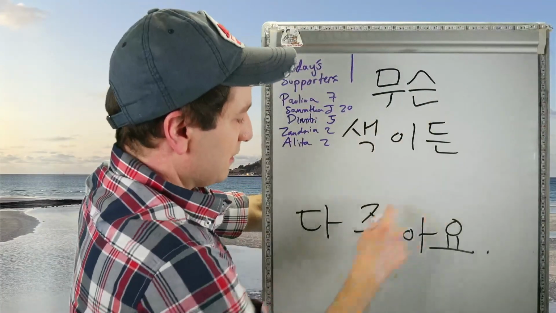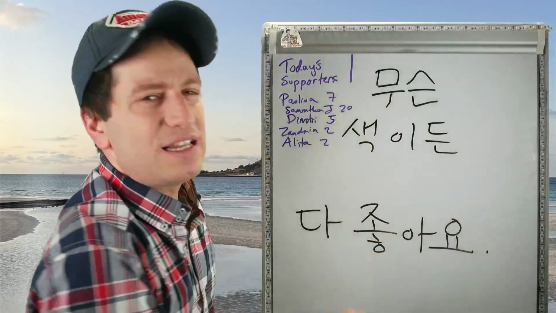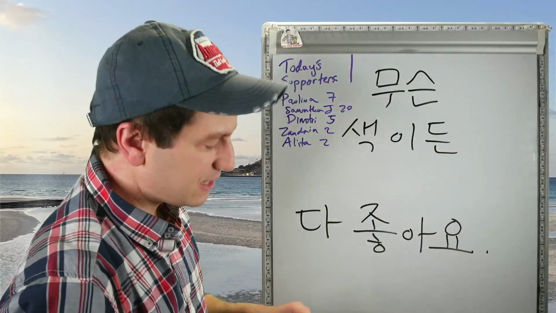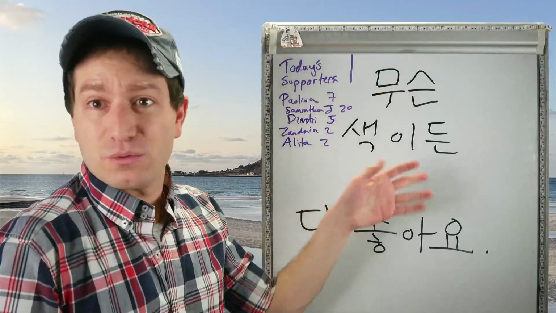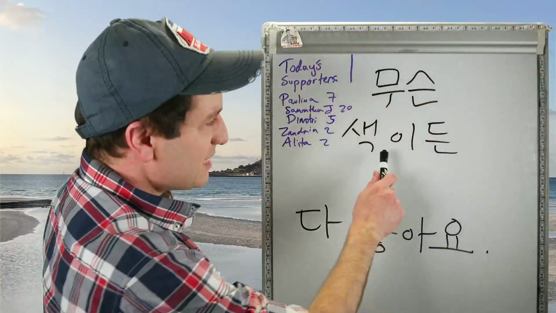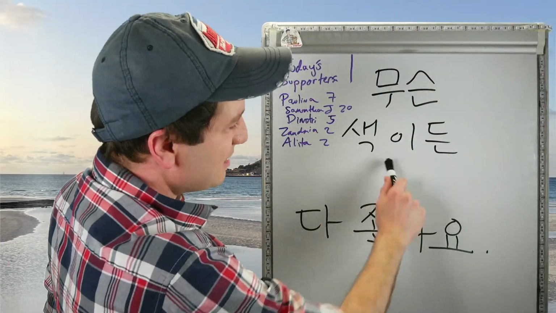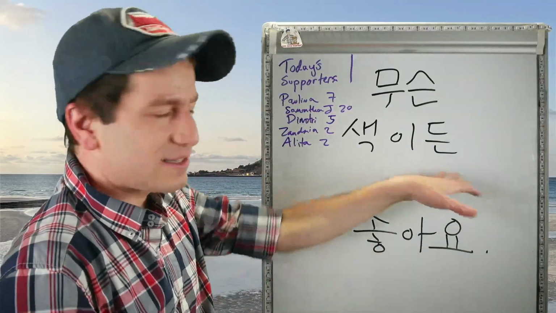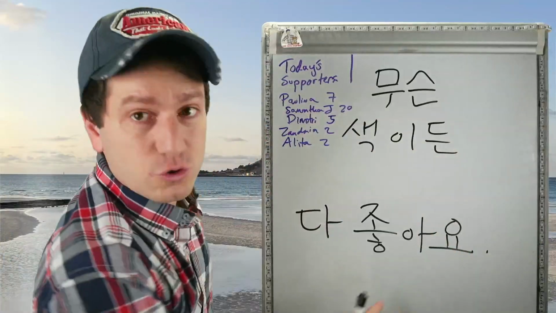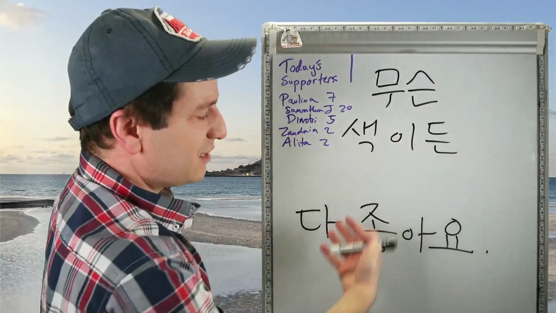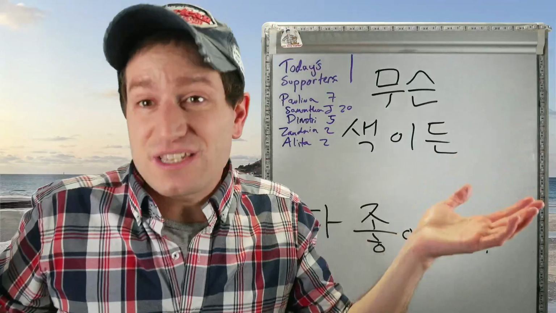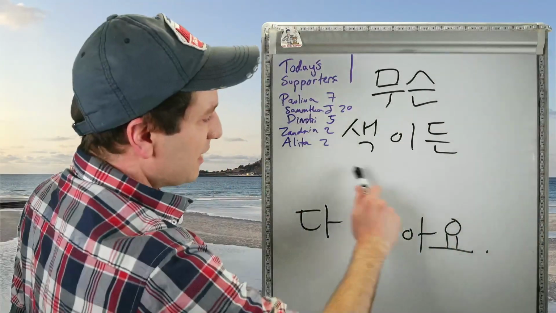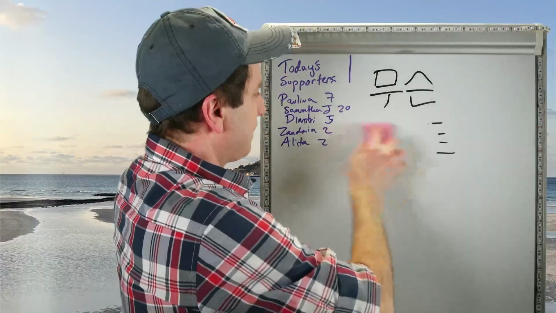무슨 색이든 다 좋아요. So 무슨 means what. It's an adjective. So in this case, 무슨 색이에요? What color is it? 무슨 색이다. It is. So 무슨 색이든. So regardless of what color it is, 상관없어요. Doesn't matter. 다 좋아요. They're all good. 무슨 색이든 다 좋아요. Any color is good. They're all good. 무슨 색이든 다 좋아요.